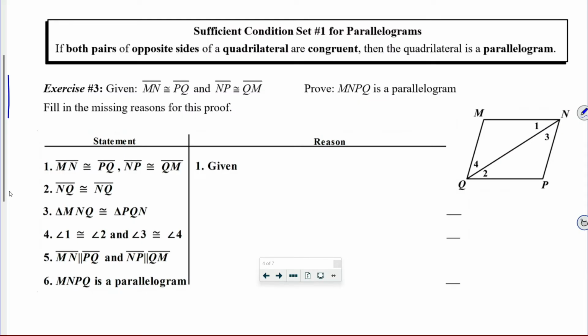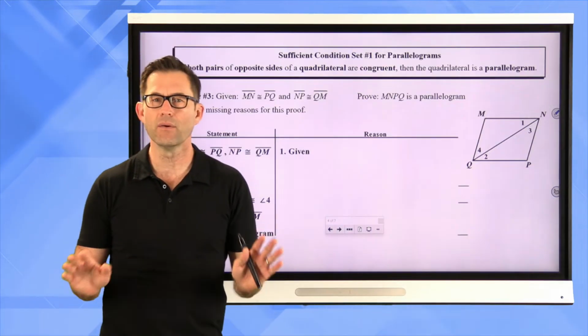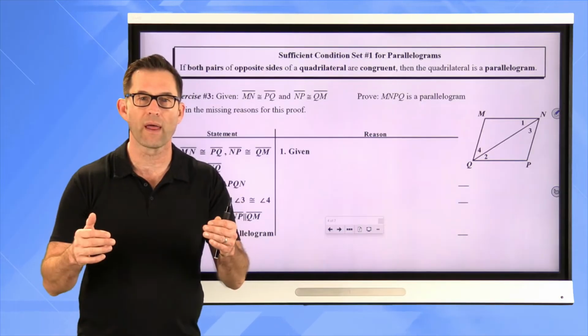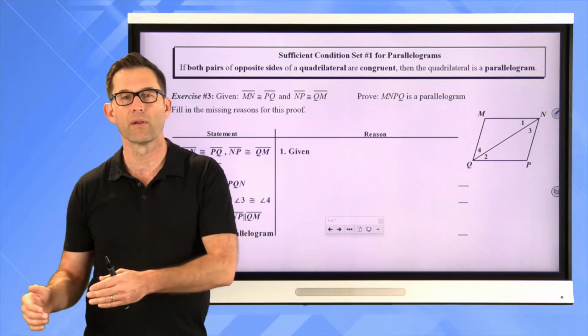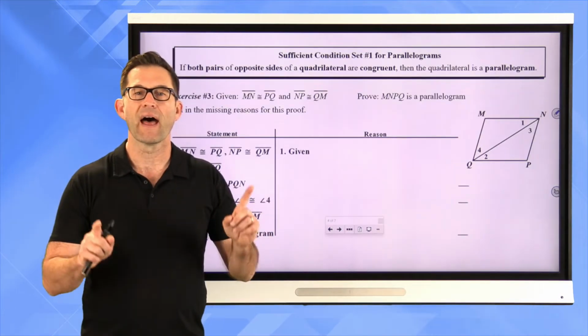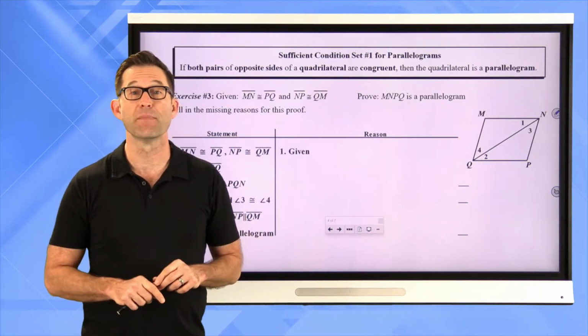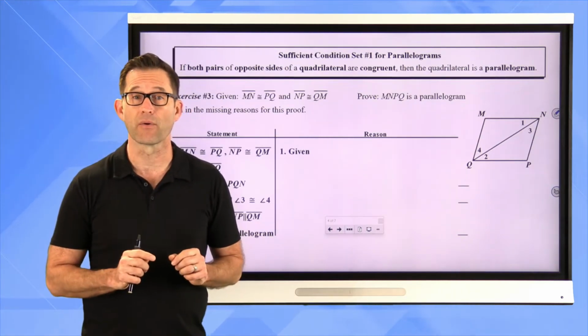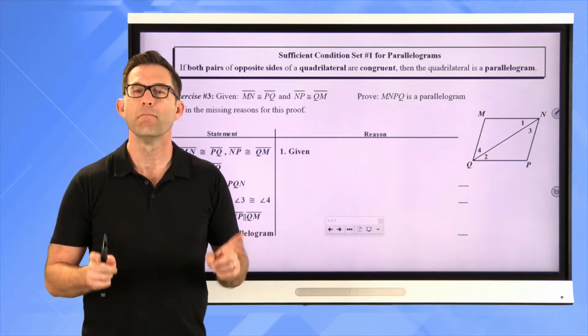Sufficient condition set number 1 for parallelograms. If both pairs of opposite sides of a quadrilateral are congruent, then the quadrilateral is a parallelogram. All right, now make sure that you understand this, right? The definition of a parallelogram is that it is a quadrilateral with 2 pairs of parallel sides. But now I'm claiming that if you have a quadrilateral that has both pairs of opposite sides being congruent, being the same length, then you can also say that it's a parallelogram. Now that might seem obvious, but again, we should prove it.